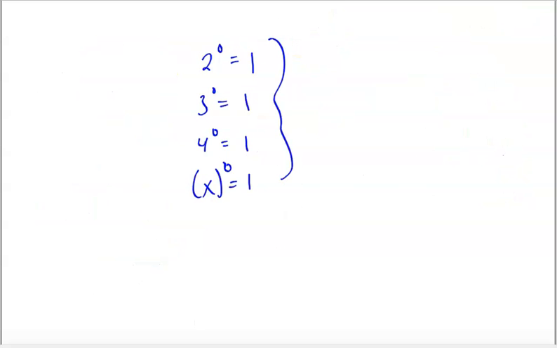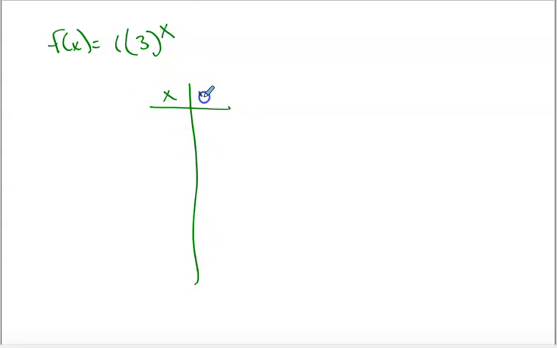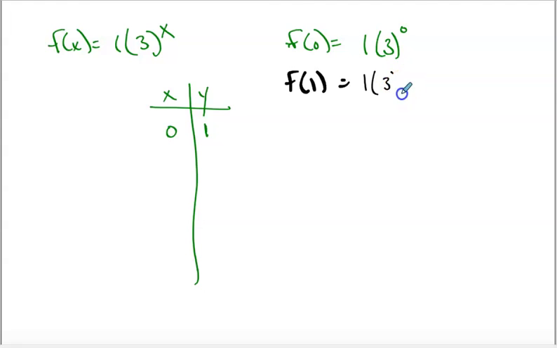Now, on a side note, if this was f of x equals 1 times 3 to the x power, okay, and this is x and y, so when x is 0, y is 1. Okay, so this would be f of 0 equals 1 times 3 to the 0 power. 3 to the 0 power is 1. 1 times 1 is 1, so check. If we did f of 1, okay, f of 1 is 1 times 3 to the first.